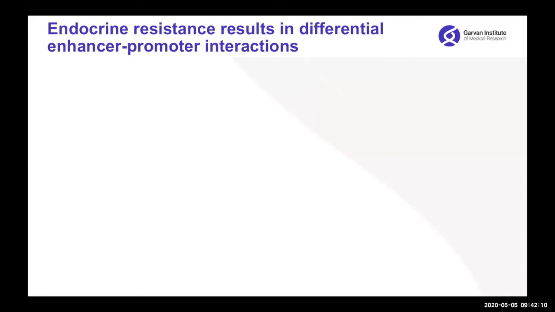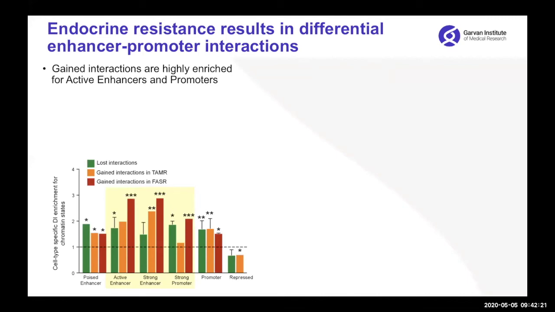So we obviously next wanted to see where these interactions are happening in relation to the epigenome. And we saw that gained interactions were highly enriched for active enhancers and promoters. Shown here, you can see that lost interactions have lower enrichments compared to the gained interactions in TAMR and FASR.